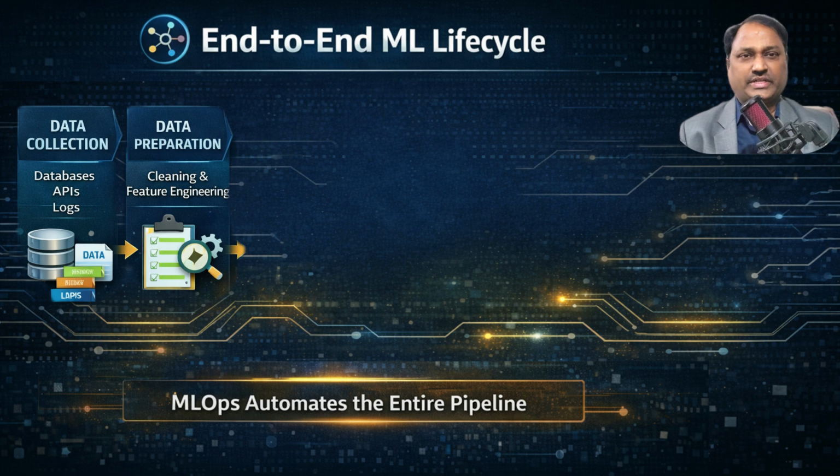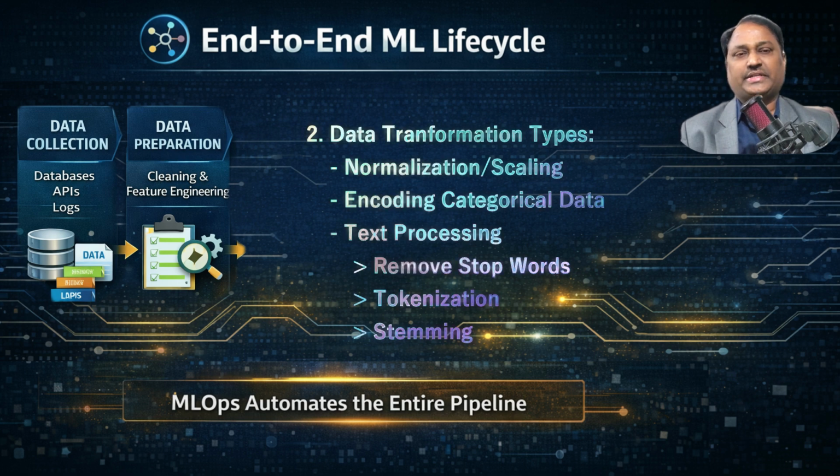The second key activity in data preparation is data transformation. After cleaning, we transform the data into a format suitable for machine learning. Types of transformations. Normalization or scaling adjusts data values to a common range so that models can learn more effectively. Example, 0 to 1. Why? ML algorithms perform better here.